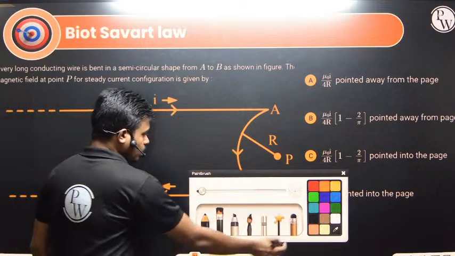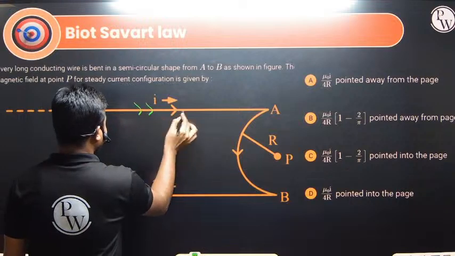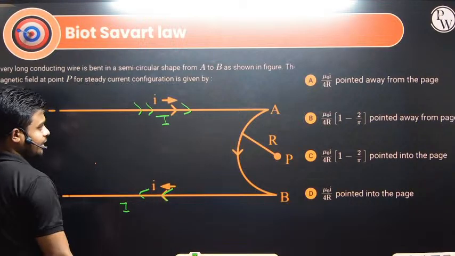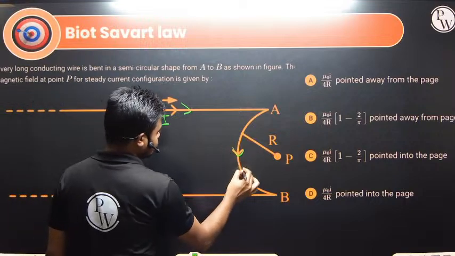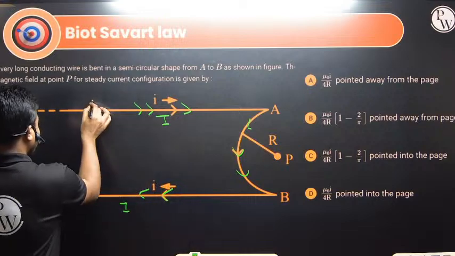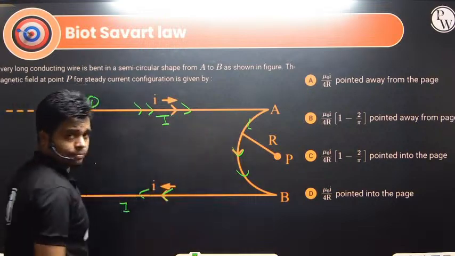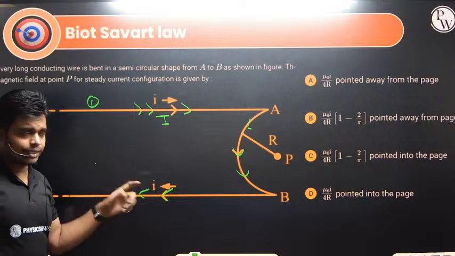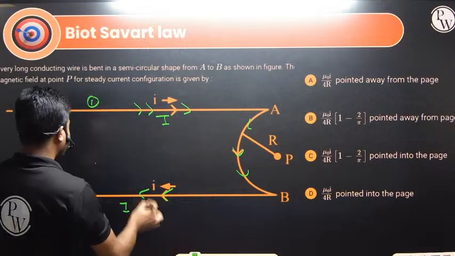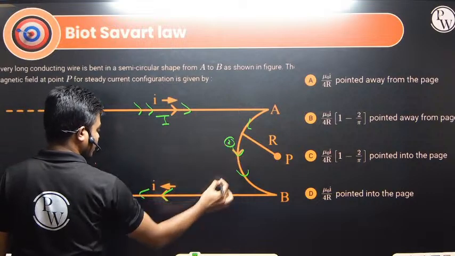The current value they have mentioned here is I in this particular direction, and on this side again current is I in this direction. So how many portions do we have? We have 3 portions. This one is semi-infinite, and this is also semi-infinite, but this one is a curved portion. So first let's talk about 1, 2 and 3. Quickly we can solve it.